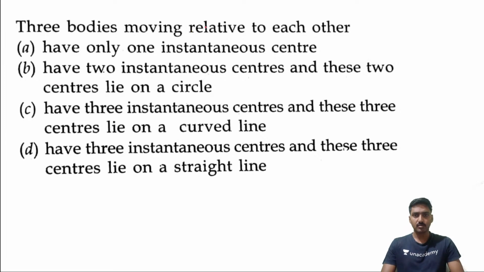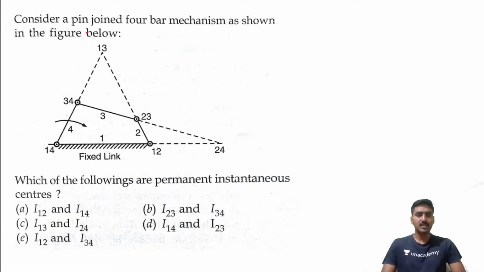Next, 3 bodies moving relative to each other, their instantaneous centers lie on a straight line as per the instantaneous center method. When 3 bodies move relative to each other, there are 3 instantaneous centers, and these 3 centers lie on a straight line. Now consider a pin-joint 4-bar mechanism as shown in the figure. It's a 4-bar mechanism. The fixed instantaneous centers are I12 as well as I14.